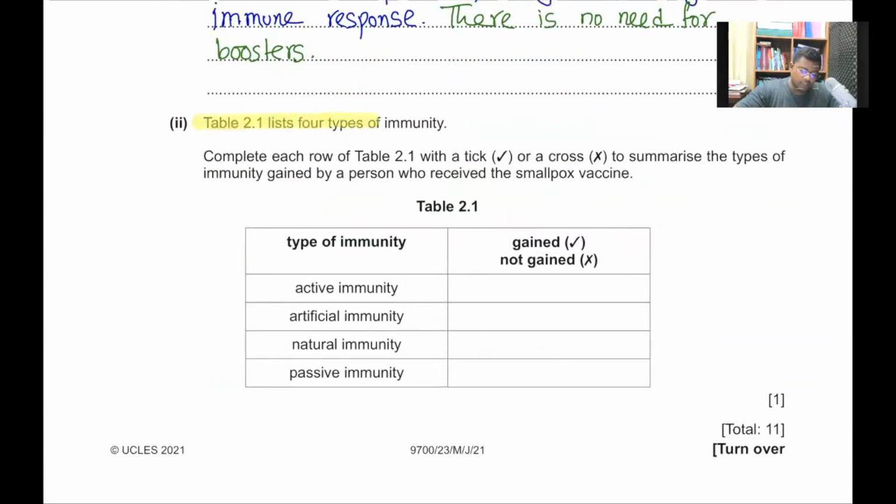Table 2.1 lists 4 types of immunity. Complete each row, table 2.1, with a tick and with a cross to summarize the type of immunity gained by a person who received the smallpox vaccine. So the smallpox vaccine, since it is a live virus, active immunity is gained. It was an artificial immunity. It was not a natural immunity, and it was not a passive immunity.